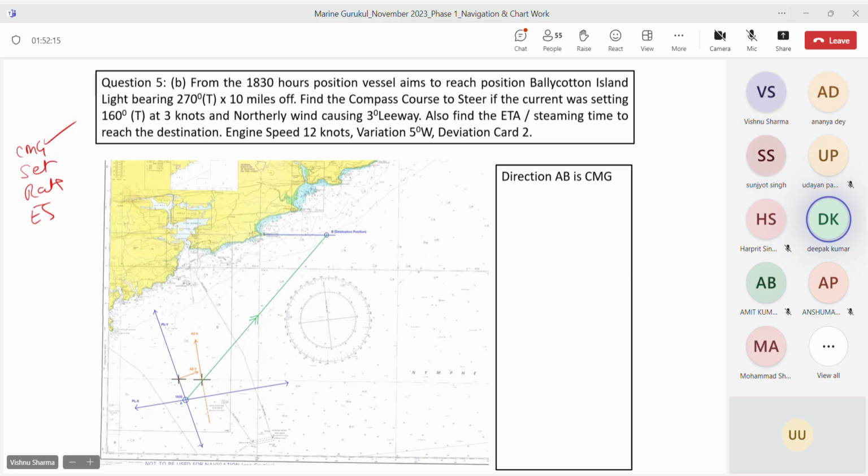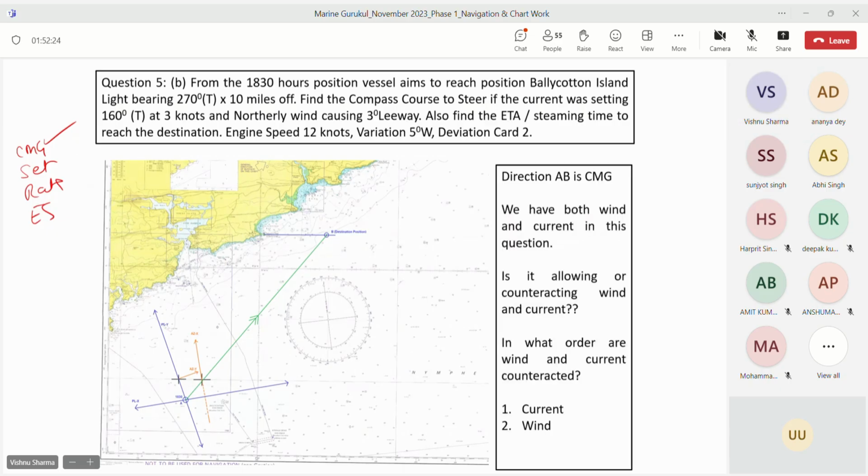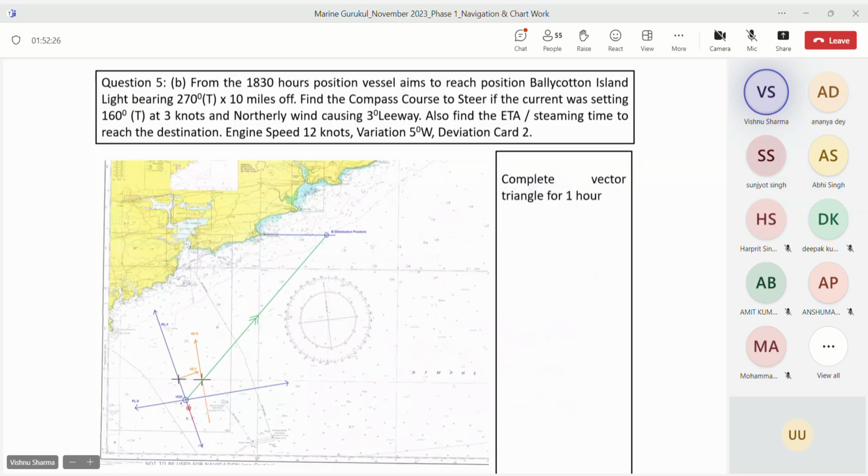Draw a counter, sir. Draw at A. Very good. Current at A, 160. Okay, fine. Let the current come here. Current has been drawn 160.